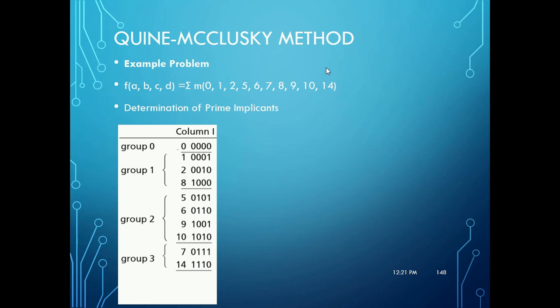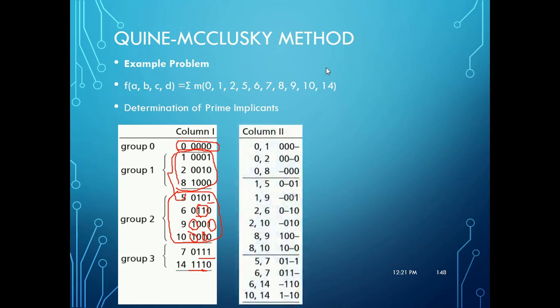You can see that 0 has number of ones equal to 0, and the next group has all the elements with a single one. In the same way, group 2 has all elements with two ones, as you can see here. The ninth min term also has two ones, and the 10th min term also has two ones. All are grouped here in this manner, and the third group has three ones. You can see that here.